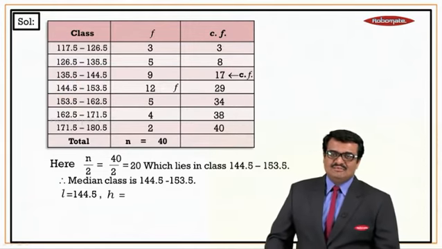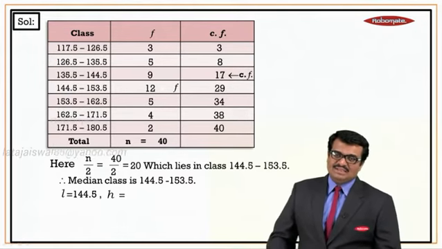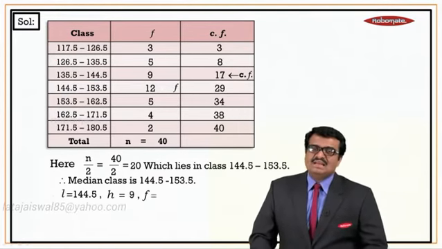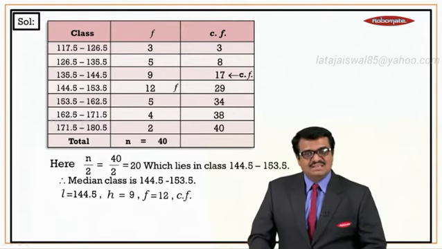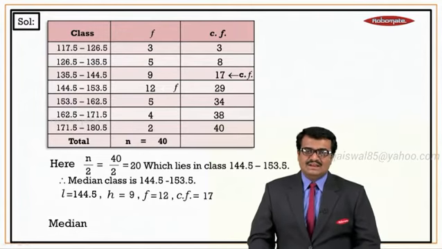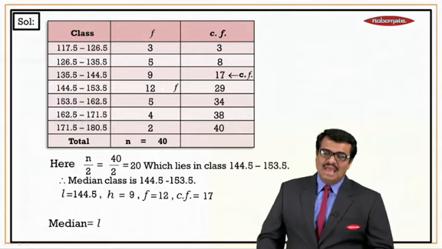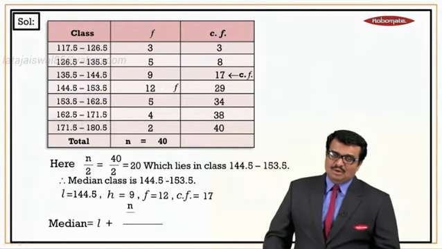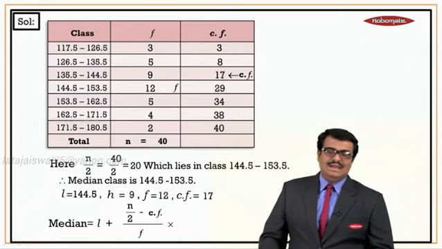The width of any class we get by subtracting any two consecutive lower limits: 126.5 minus 117.5, the width is 9. The frequency of the median class is 12. Then the cumulative frequency of the class preceding the median class is 17. All the values are written. Now let us use the formula: median is equal to L plus, n upon 2 minus CF upon F, the whole into H.